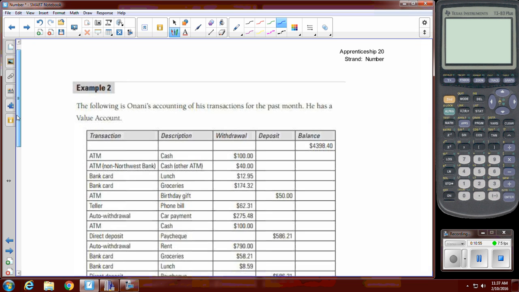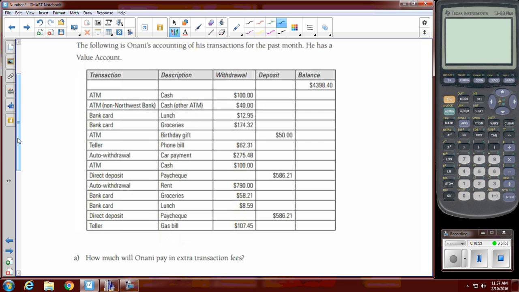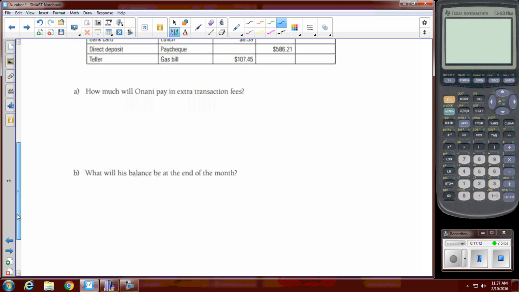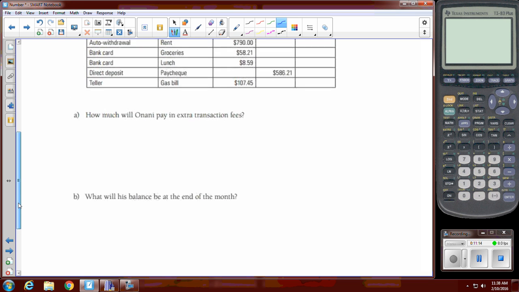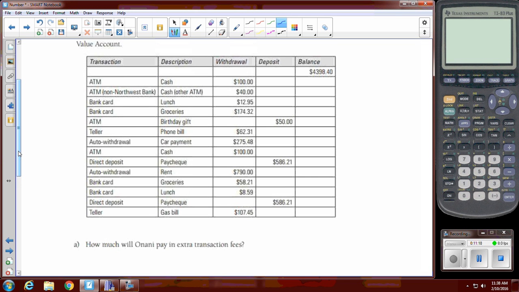Now we have the last example where it's saying Unani's accounting, he's doing transactions of the past month, he has the value added account. And saying how much does he pay in extra transaction fees? That's question A. Question B, what will his balance be at the end of the month? So we have a lot of work here to go through and figure out based on the value added account what's going on.